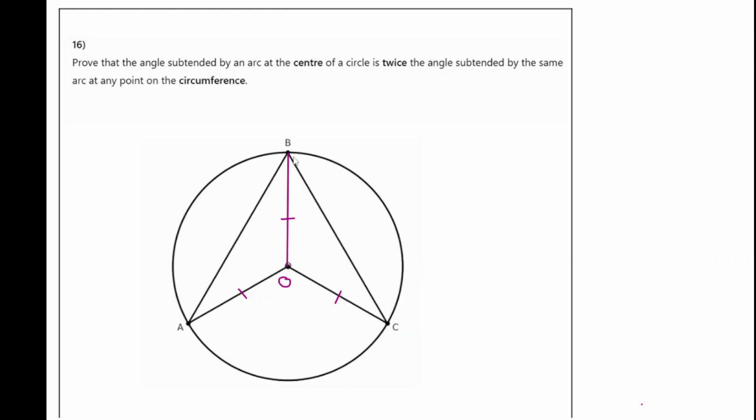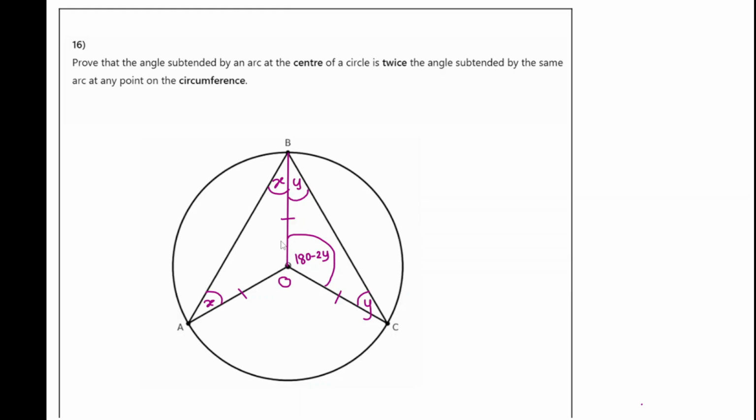So, if this is X, base angles of an isosceles triangle are equal, so these two are the same. Now, this is, let's call it Y because that is a different angle, but this and this are the same. Why? Same reason. Now, if this is Y and this is Y, obviously this is 180 take away 2Y. The reason is interior angles of a triangle add up to 180. Same reason here, 180 take away 2x is the size of this one.